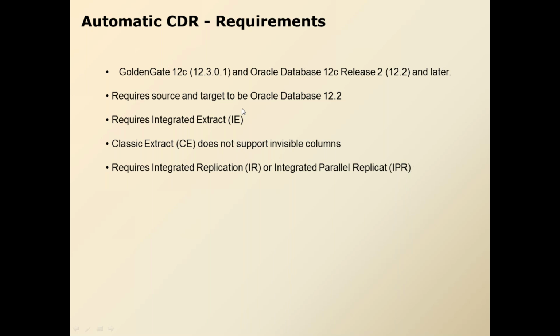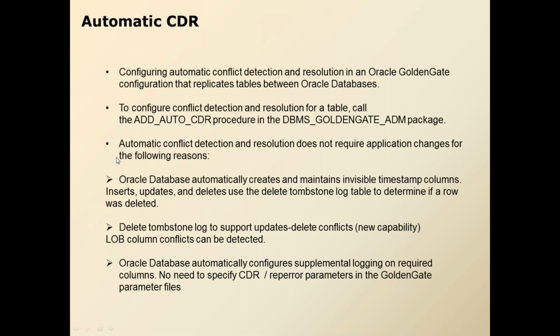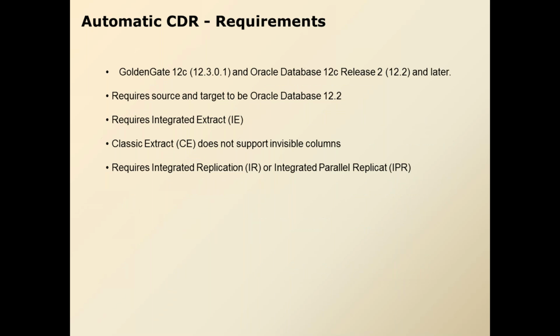Automatic CDR is only supported in integrated extract. Classic extract does not support invisible columns. As I told you, automatic CDR adds an extra column called CDRT$row. It's a timestamp column, and it's an invisible column. So classic extract does not support invisible columns, hence auto CDR is not supported if you're using classic extract. Similarly, it also needs integrated replicate or integrated parallel replicate. Non-parallel replicates are not supported with automatic CDR.